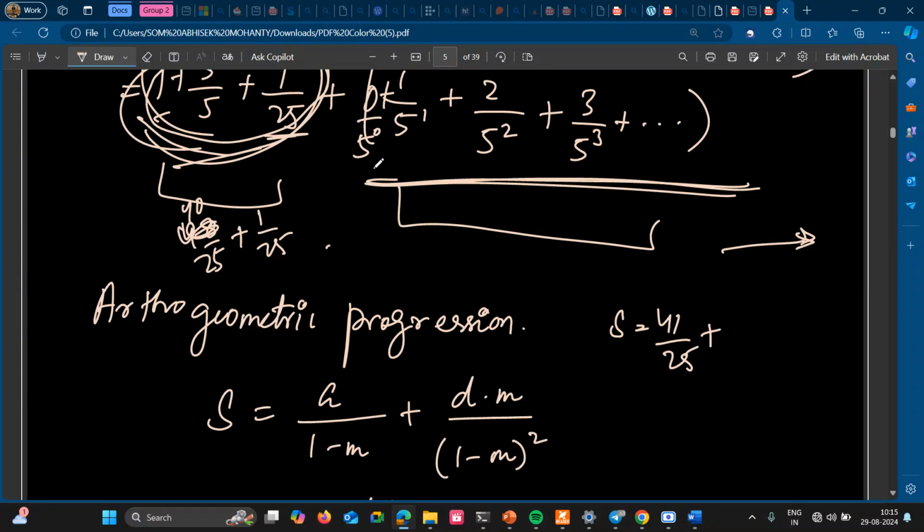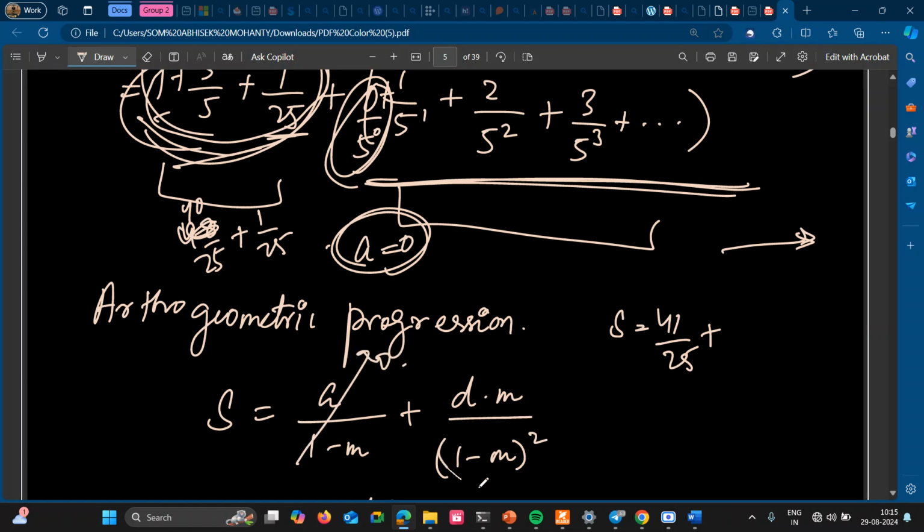Okay, what is the first term here? 0 by 5 to the 0 plus 1 by 5. So 0 is the first term. A is the first term. It's starting on A only. We cannot directly go to 1 by 5. A is 0, so this term becomes 0. So what is left? D into M. So what is D?